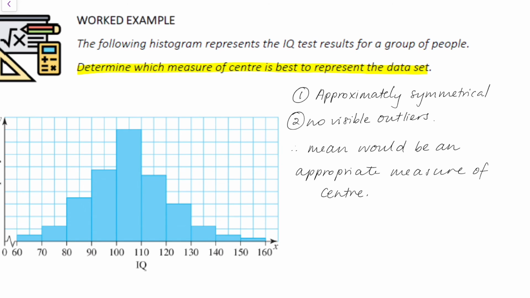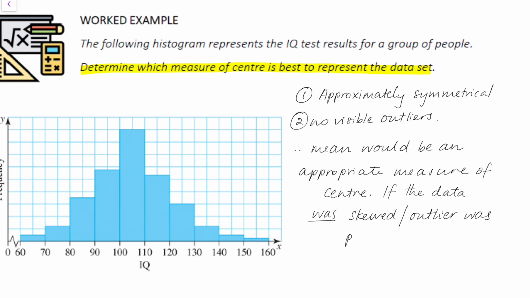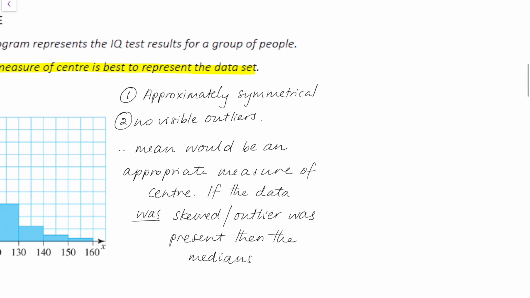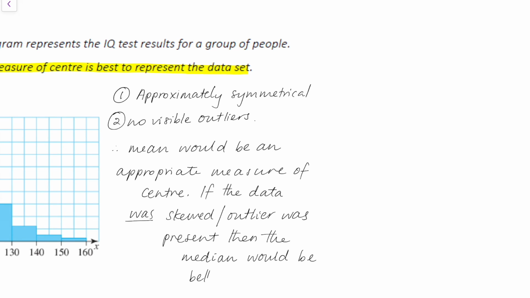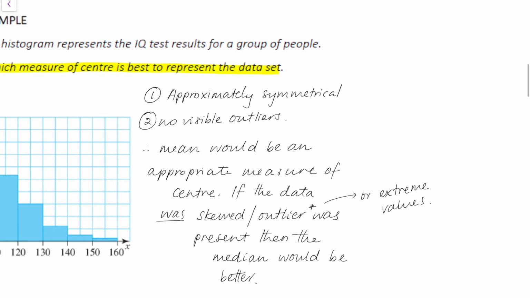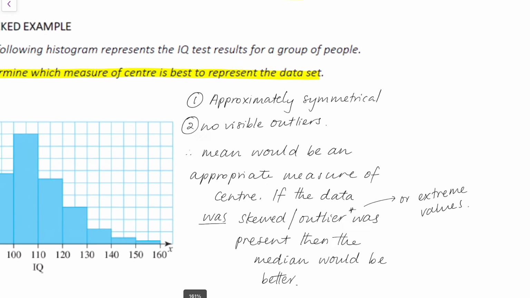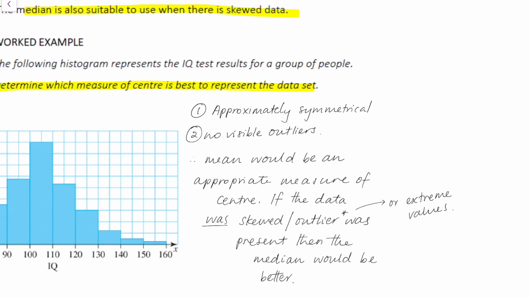So basically, if the data was skewed or we had an outlier, then this is when the median would be a much more appropriate method. And this would be enough for a justification when you're asked to justify why you think one would be a more appropriate measure of centre over the other.